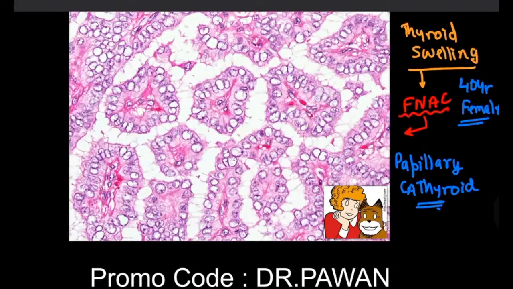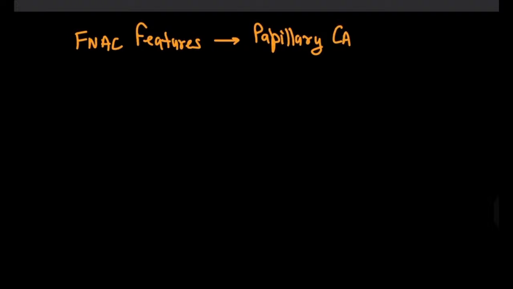So if I ask you, what are the FNAC features which you get in the papillary carcinoma of thyroid? So yes, you will get Orphan Annie eye nuclei.